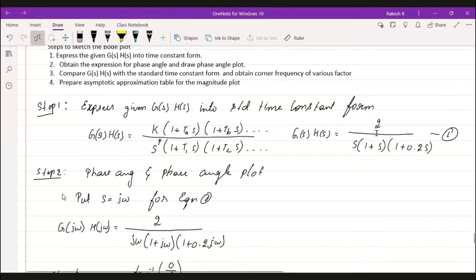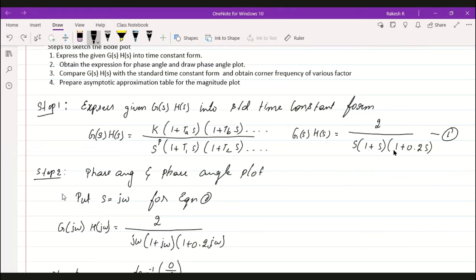To express the given question in standard time constant form, if you have the constant value K, keep it as it is. If you have s raised to p, keep it as it is. When you have terms like 1 plus T1 s or 1 plus Ta s, if they are in terms of some constant value like 2 plus some value into s, or 3 plus some value into s, you need to convert them into 1 plus Ti s. This you need to remember here. Apart from this, no other things we need to remember. That is, it should be in terms of 1 plus Ti s here.